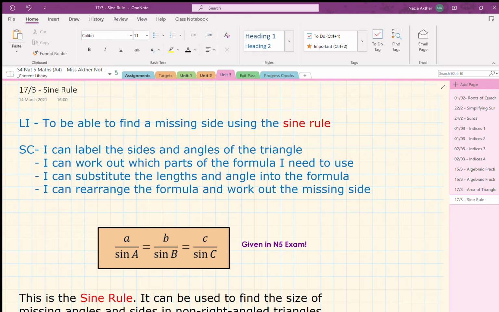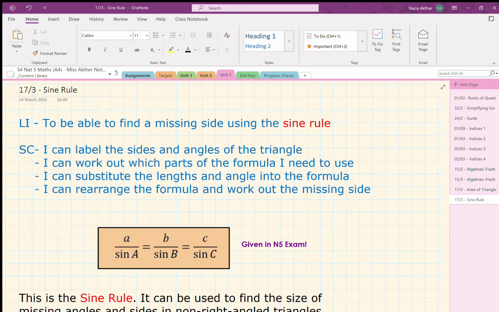So in the previous video, we looked at how to work out the area of any triangle using the area formula A equals a half AB sine C. In this lesson, we're going to learn how to work out the length of a missing side of a triangle using another formula, which is called the sine rule. So the learning intention is to be able to find a missing side using the sine rule.